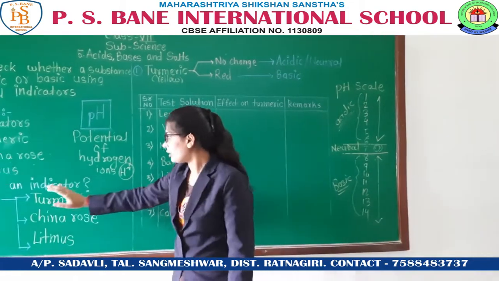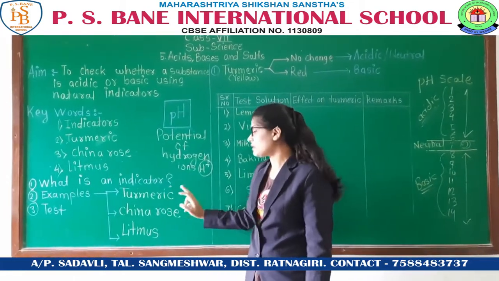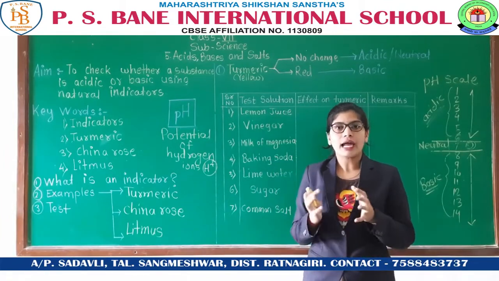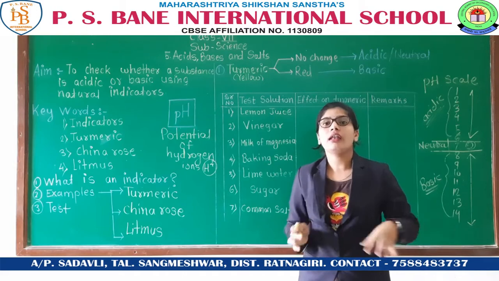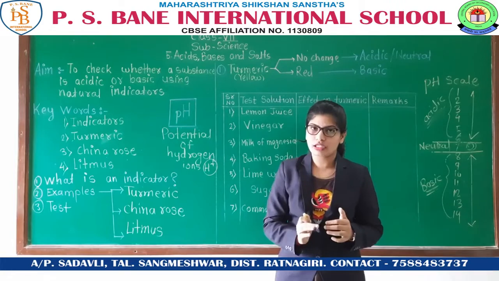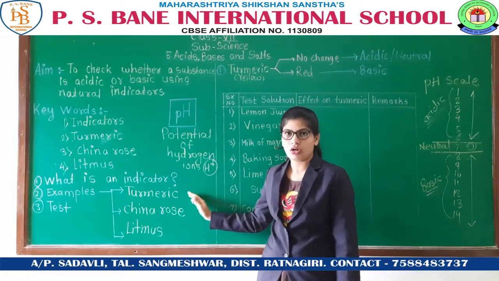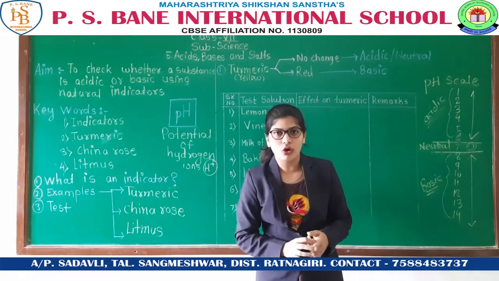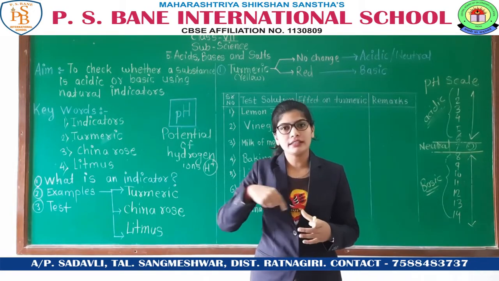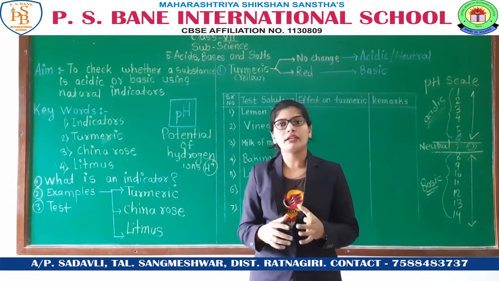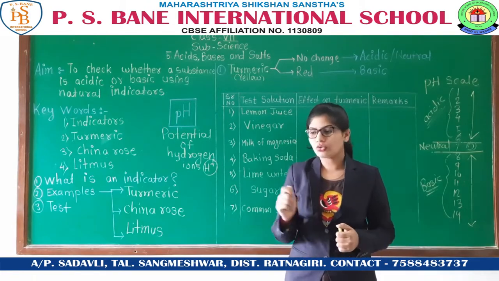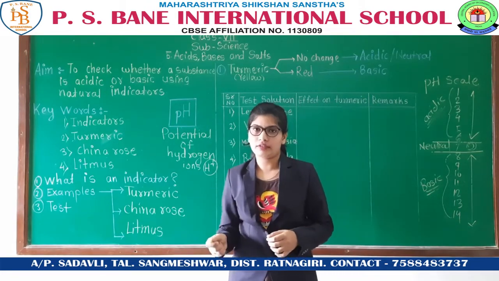Now we will start our first natural indicator, that is turmeric. Natural indicator means we are not making that indicator in a laboratory; we use naturally present things to make the indicator. Turmeric solution means we take dried turmeric powder, add it in water and make our turmeric solution. Whatever the results are, we will see through one experiment or activity.